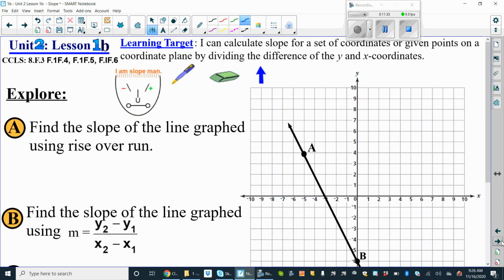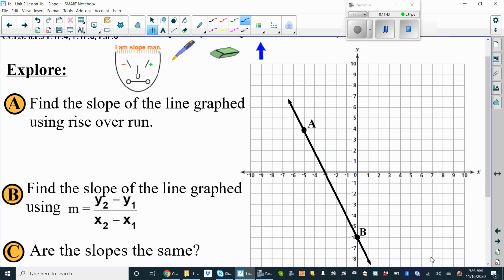So the next one, we have to find the slope of the graph, and then we're going to find the slope of the line using the points. So find the slope of the line graph. We're first going to check if it's going to be a positive or negative slope. From left to right, when you follow the graph, it's going down. So as it moves down, it's negative.